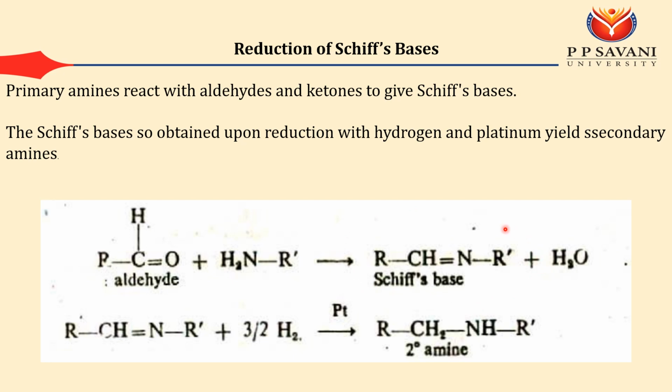You have to do reduction of the product of an aldehyde or ketone, which is a Schiff base. What is a Schiff base? If the carbon is directly attached to nitrogen with a double bond, and the most important thing, the nitrogen contains some group of molecules, an R group, rather than hydrogen.